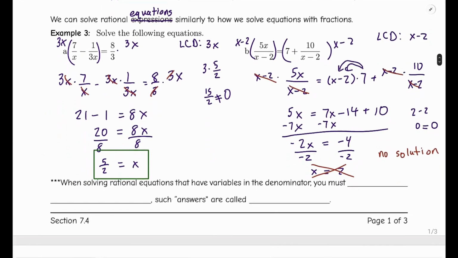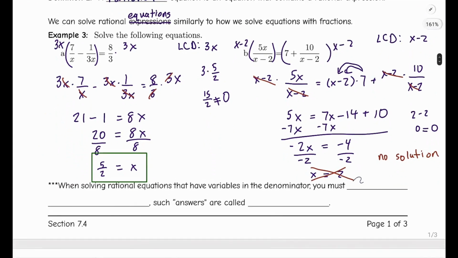When solving rational equations that have variables in the denominator, you must always check your answers. Such answers are called extraneous.